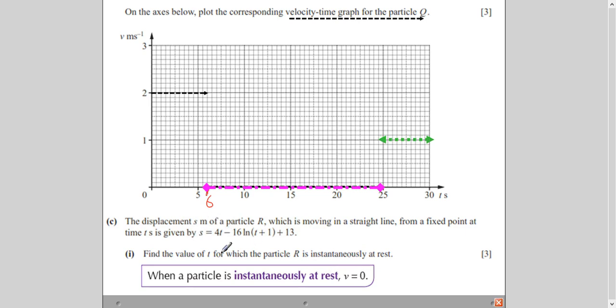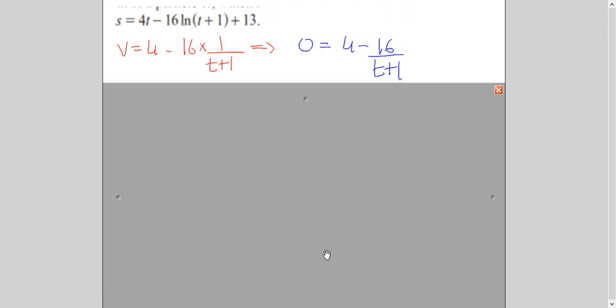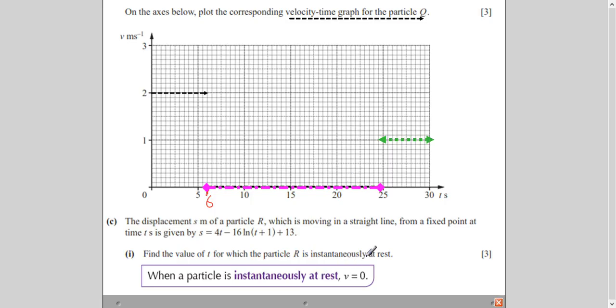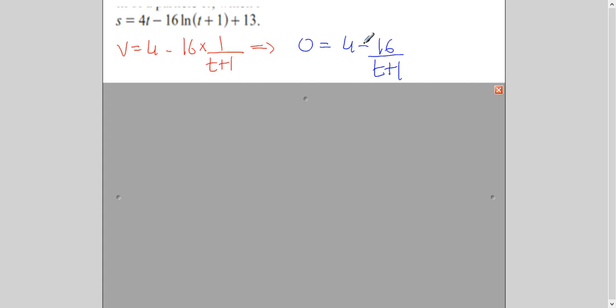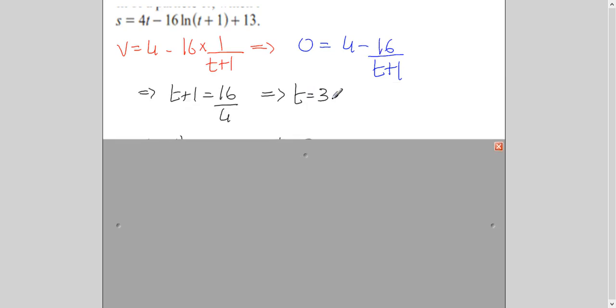Now it means this displacement equation I will change into a velocity equation. And how will we do that? By differentiating it. So we will differentiate it, we will get a velocity equation, and we will put v equals 0 and solve for t. So after differentiation, 4t is 4, this will be 16 times 1 over t plus 1. Constant becomes 0 in differentiation. So now you put v equals 0, the reason is it is instantaneously at rest. So you simply solve it to get the value of t. So it is 3.